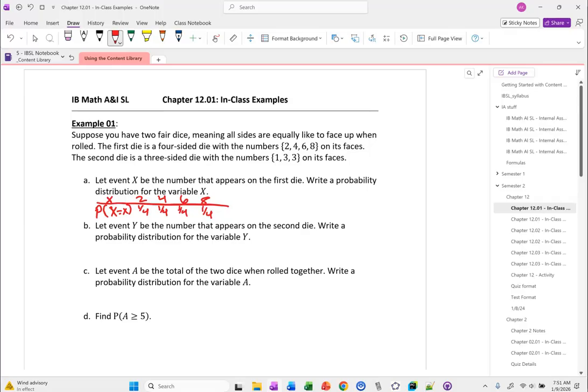Part B says let y be the number that appears on the second die. Write the probability distribution for the variable y. Who wants to handle this one? Ella, come on down. Thanks.